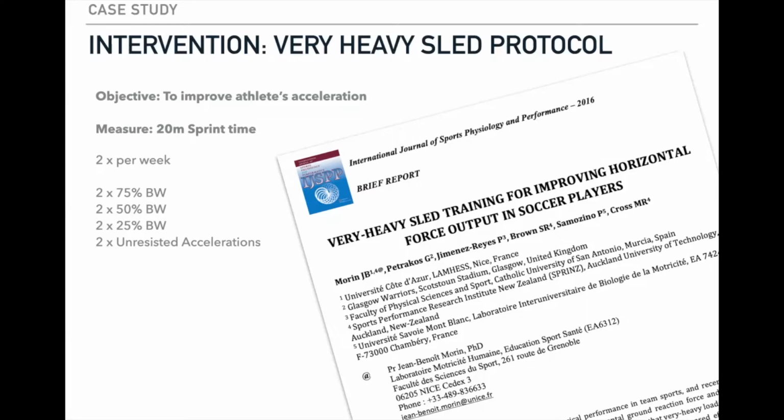So all of these were 20-metre sprints. We did 2 20-metre sprints at 75% of body weight on the sled, 2 at 50%, 2 at 25%, and then 2 20-metre unresisted accelerations to make sure that we were still getting a high velocity exposure and exposure to the skill of accelerating itself.